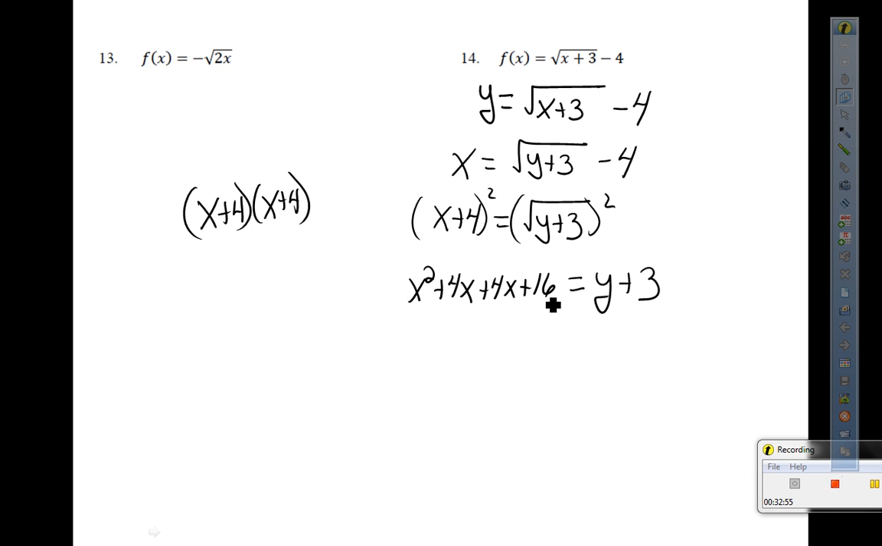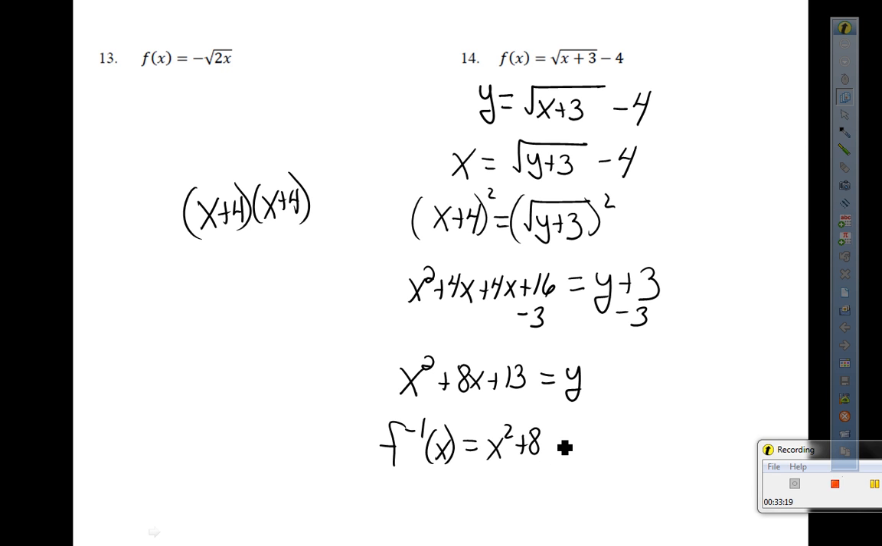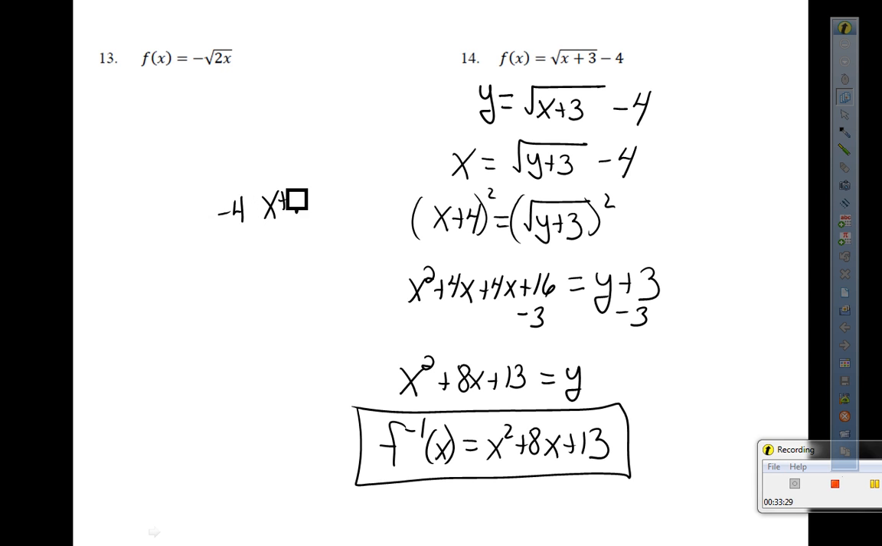Get y by itself by subtracting 3. So now I've got x squared plus 8x plus 13 equal y. Now let's bring it home. Ending answer. F negative 1 of x is x squared plus 8x plus 13. So there we go. That's how you find the inverses. While I'm here, I'm just going to fly through number 13. Just for that little bit of practice, but I want to get that harder one out of the way first.